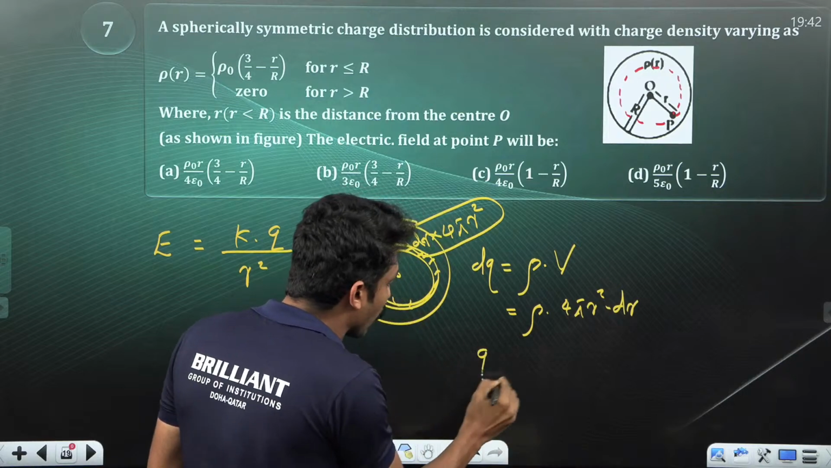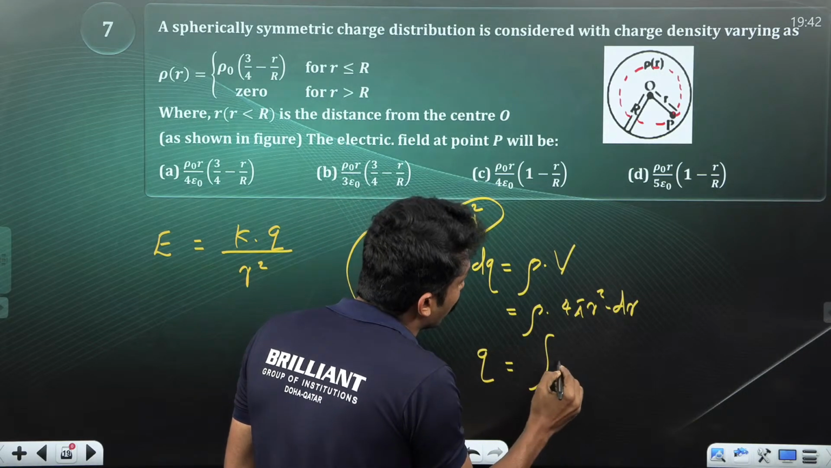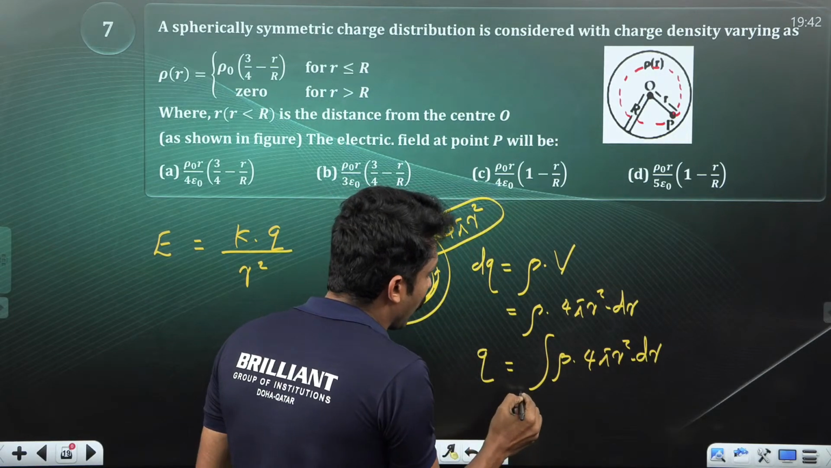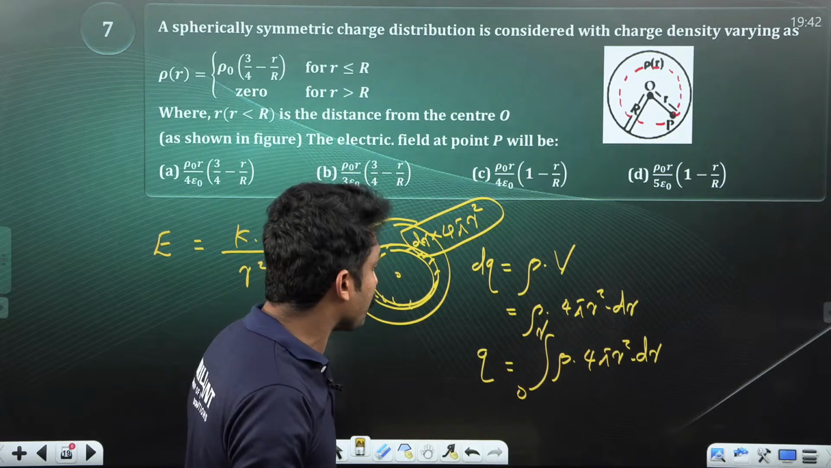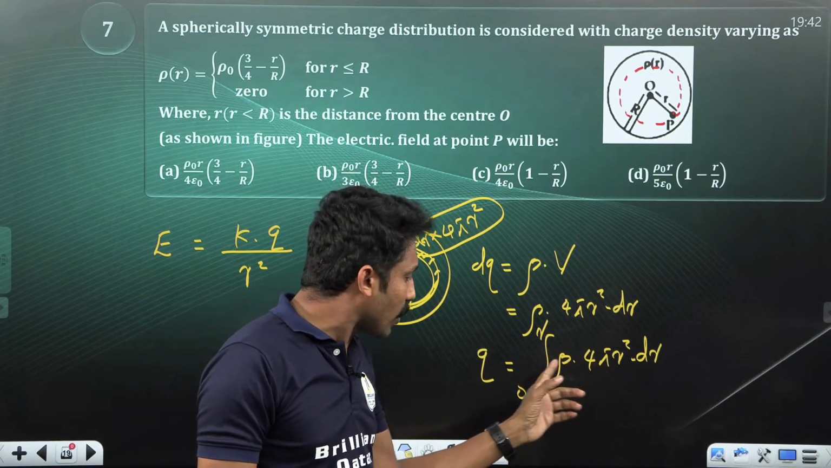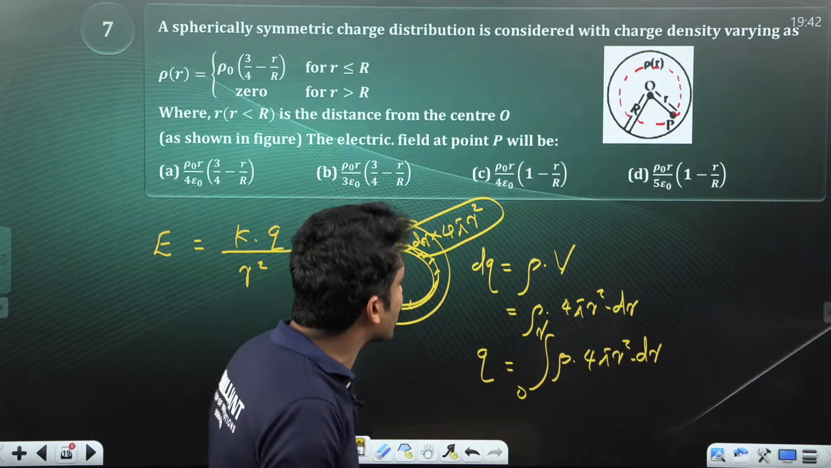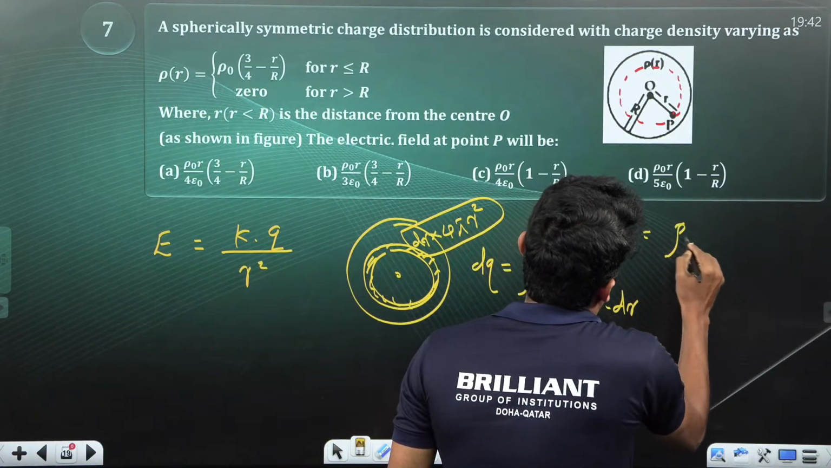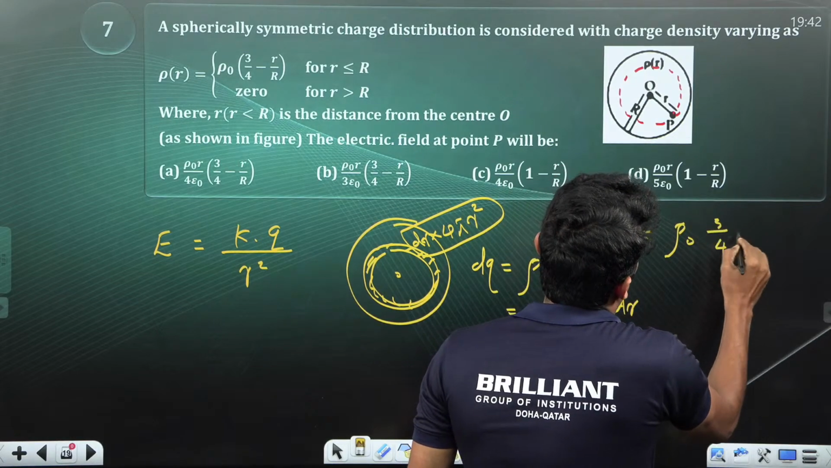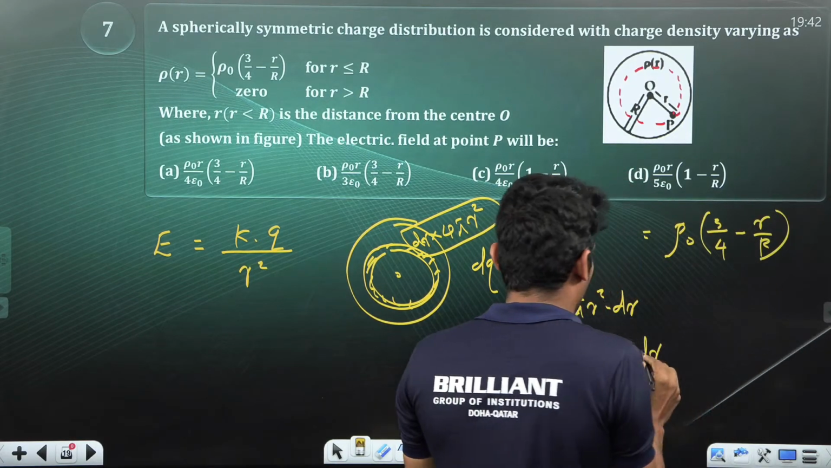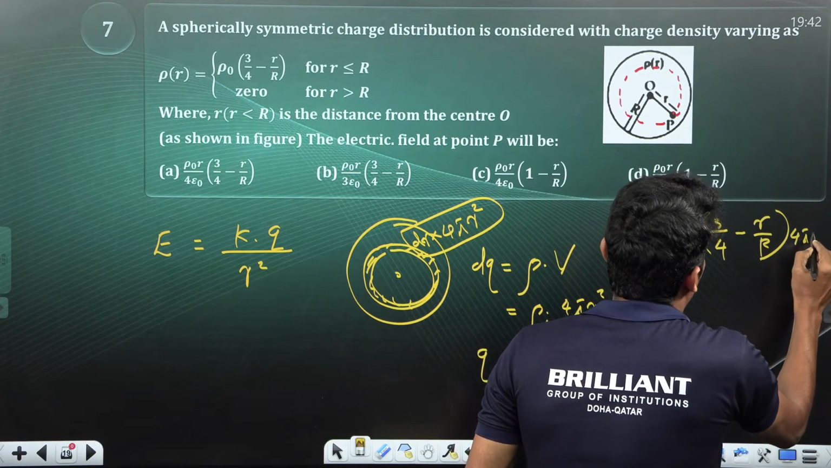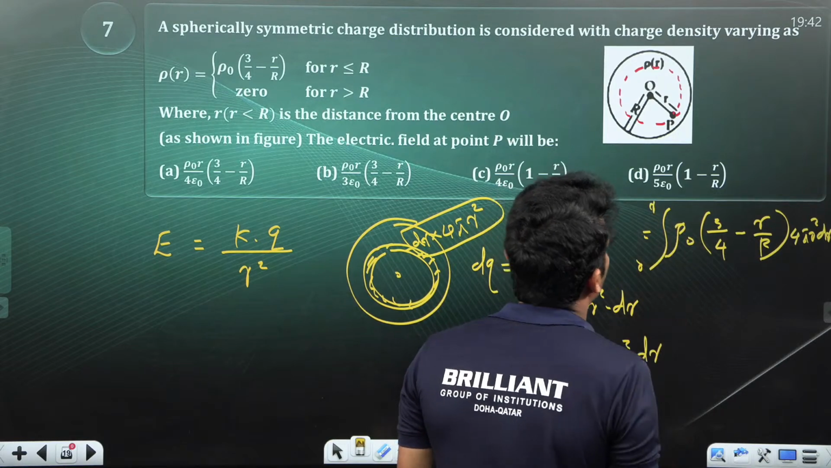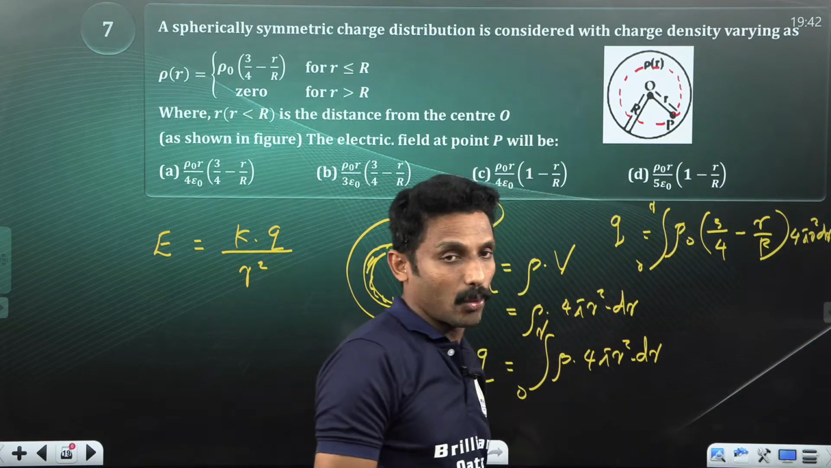Then the total charge Q is equal to the integration of rho 4 pi r square dr from 0 to r. Here 4 pi is taken out and this rho is a function of small r. This rho is rho naught, so we can write rho naught into (3/4 minus r/R). This is the rho value, and 4 pi r square dr. Integration of this quantity from 0 to r is the total Q value here. Clear?